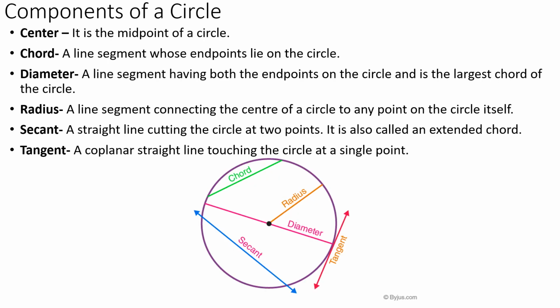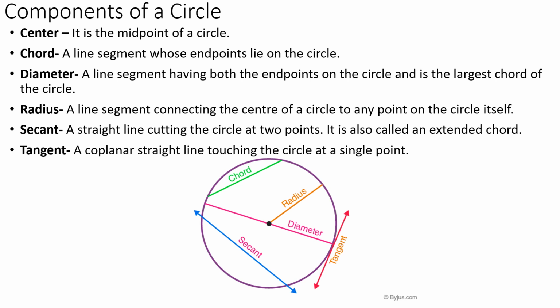And the components of the circle, obviously the center, and a chord is a line segment whose endpoints lie on a circle. That could include a diameter or a chord itself. A diameter itself goes through the center of the circle with both endpoints on the circle. It is the largest chord there is. The radius is any line from the center of the circle to the edge.